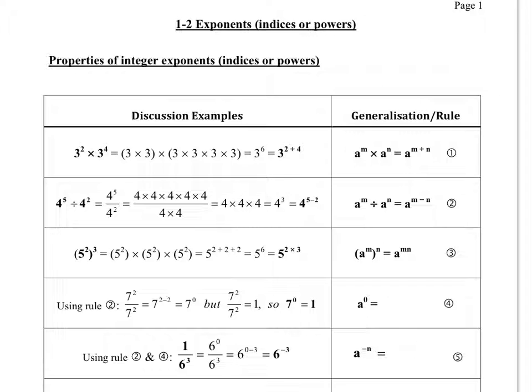In the next one, whenever you have it to the power of 0, that's always going to be equal to 1, because, for example, 7 squared divided by 7 squared, well, it has to be 7 to the power of 0, because 2 minus 2 is 0. But any number divided by itself is just 1. So 7 to the power of 0 is equal to 1. A to the power of 0 is also going to be 1.